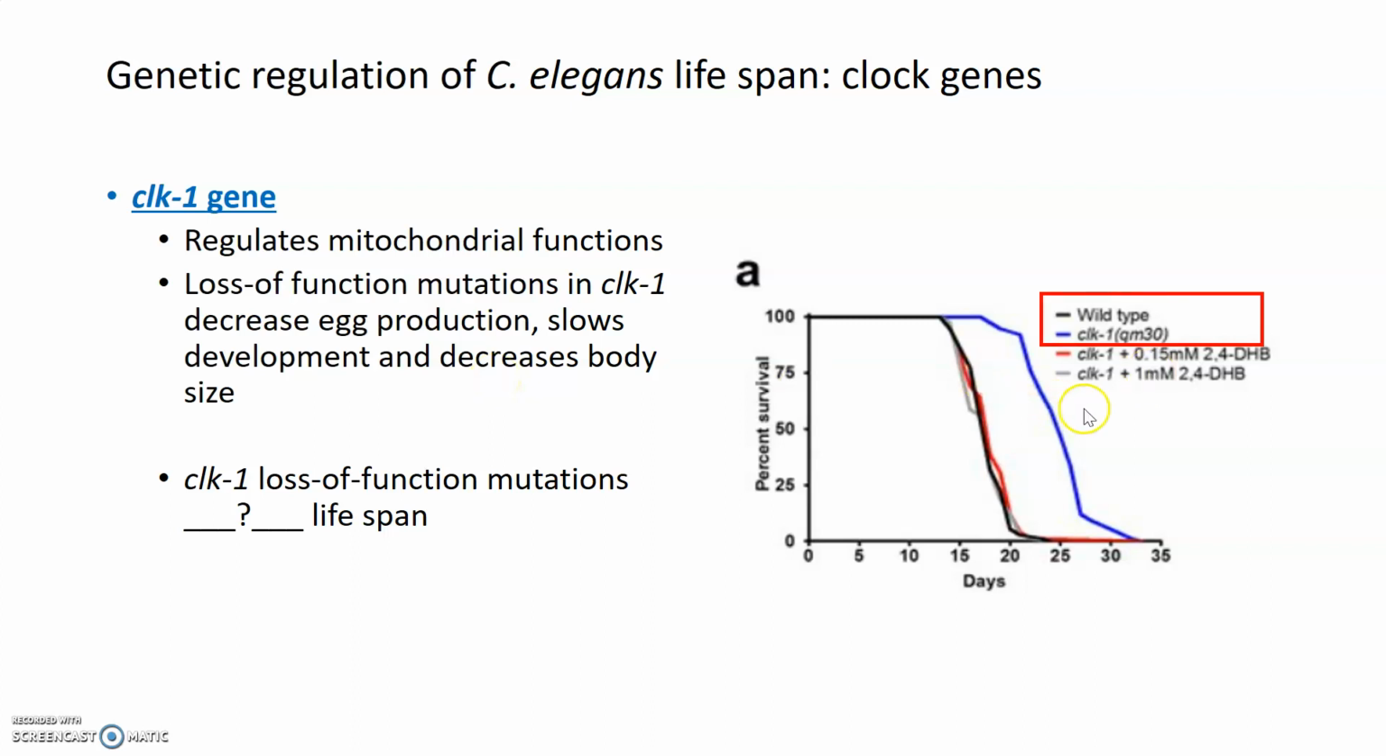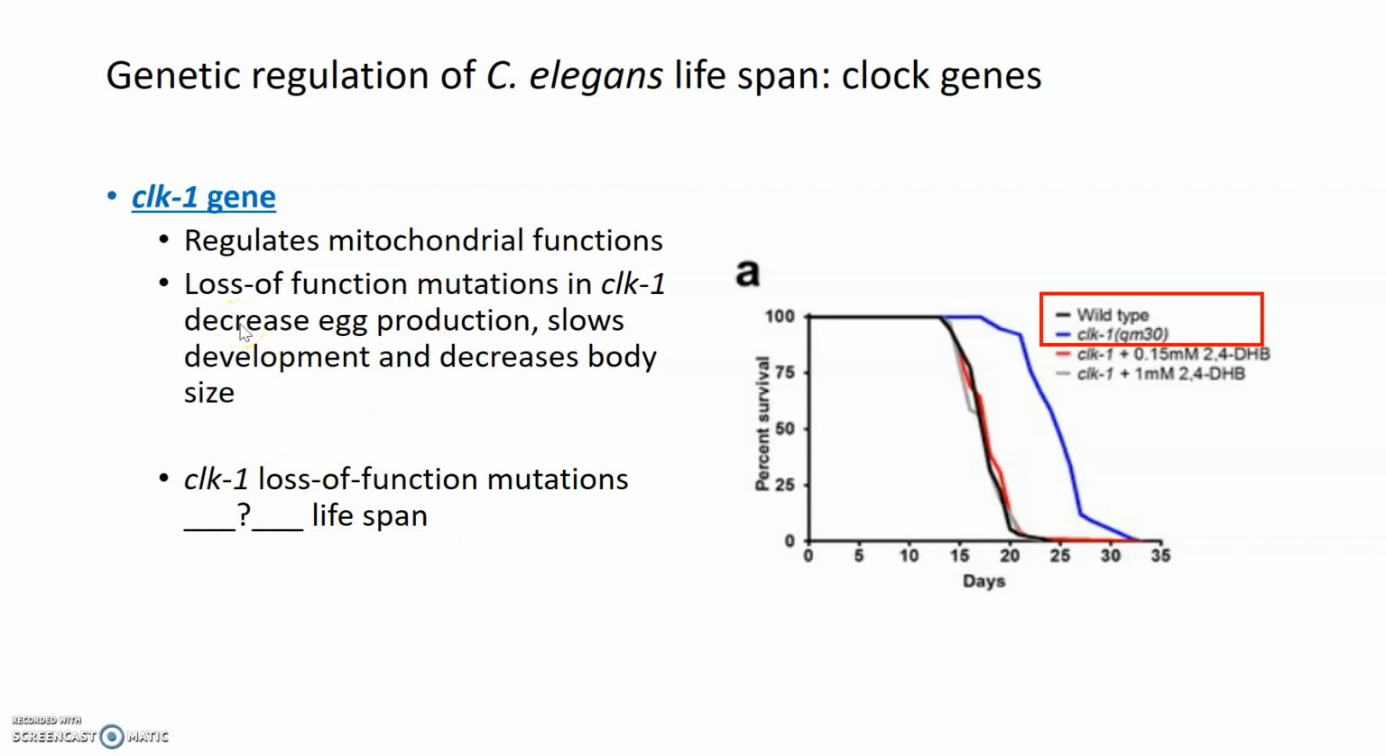And so if we look at the survival curve here, comparing a wild type and the clk loss of function mutant in blue, you can see that, at least based on these survival curves, the clk-1 mutants have an extended lifespan compared to wild type. And when we look back at some of these other phenotypes, decreased egg production, as well as decreased body size, we might be able to hypothesize as to why those clk mutants have an extended lifespan.